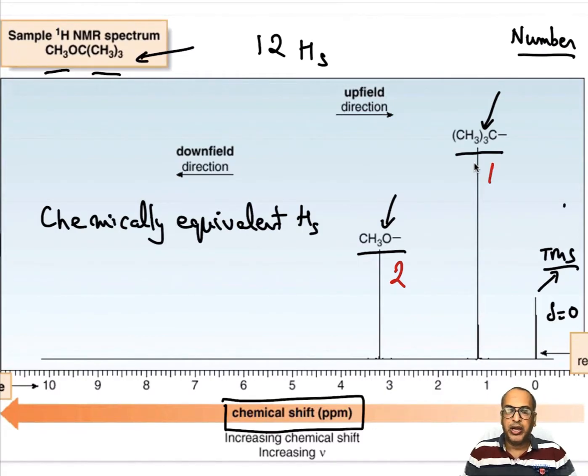It tells you whether a particular proton or a particular nucleus is shielded or de-shielded, or whether it is present closer to an electron withdrawing group or electron donating group, and hence you can actually draw the molecular framework which will satisfy the NMR spectrum, right?